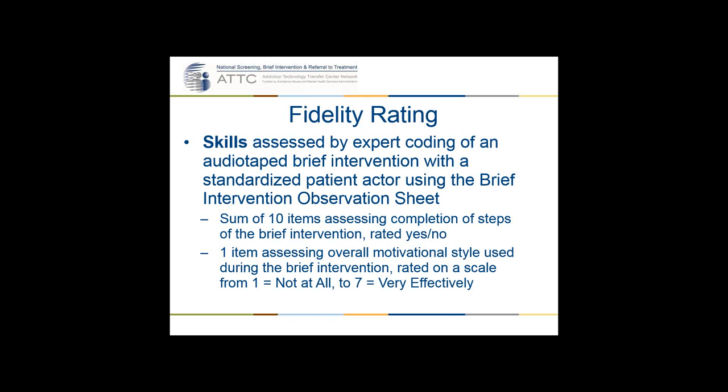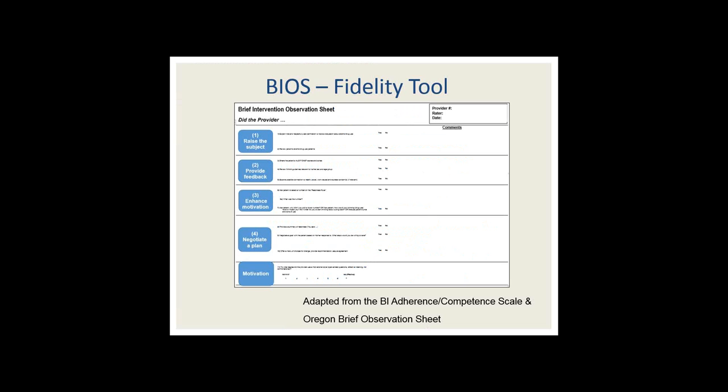It has 10 different items, and basically it is split into yes or no, so it's not on a continuum, but basically they did this item or did not do this item. There is one item that is more on a scale from not at all to very effectively when we're looking at the overall motivational style that is being used by students. So basically what we're going to do in just a minute is walk you through what this would look like if somebody is using this particular fidelity tool to rate an audio taped brief intervention session.